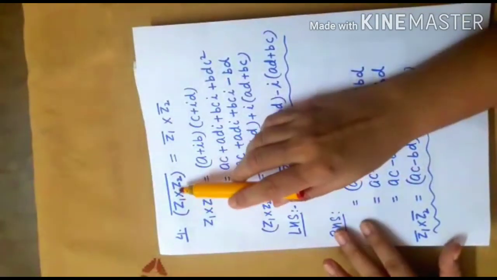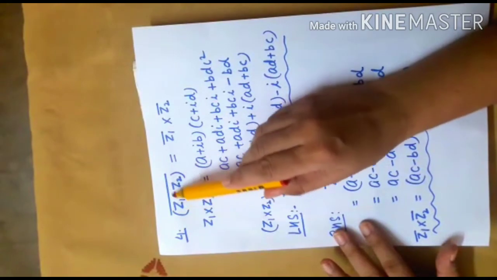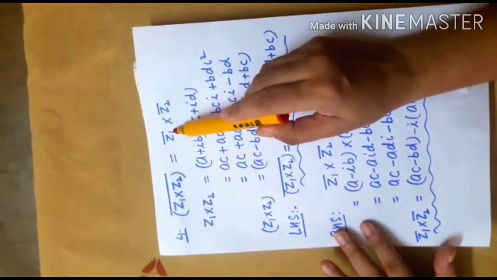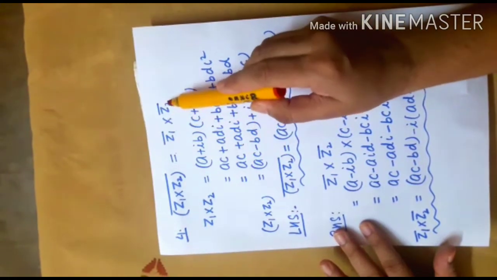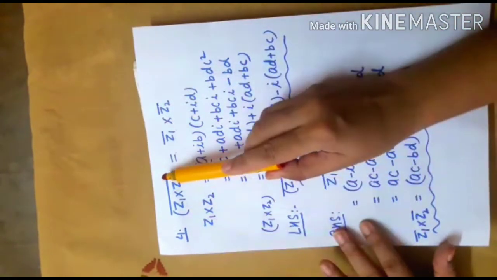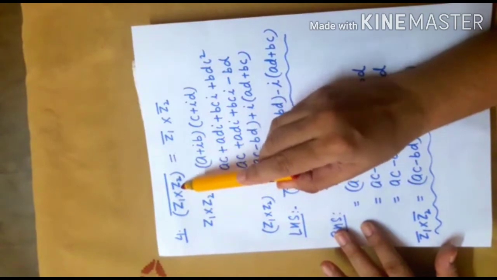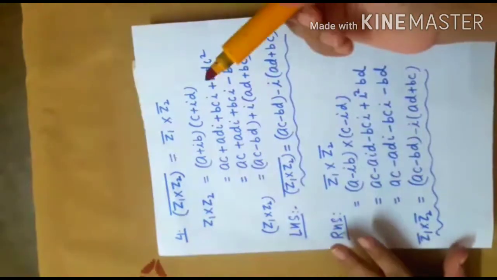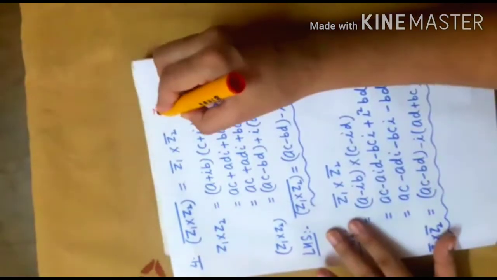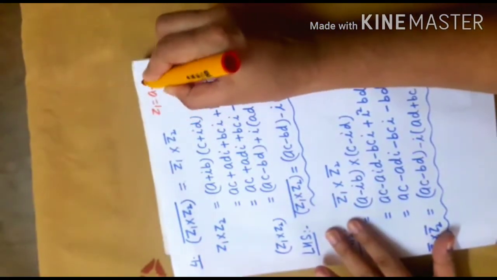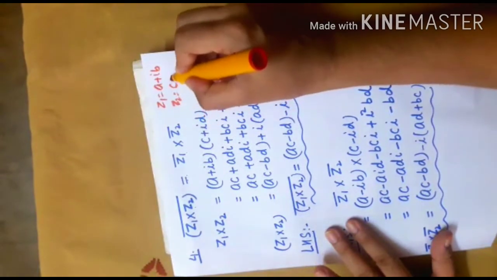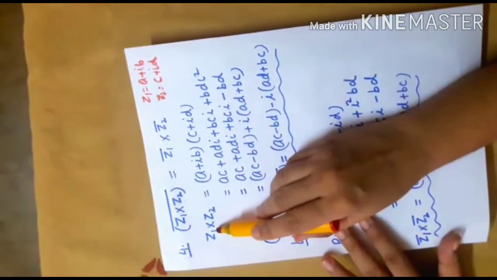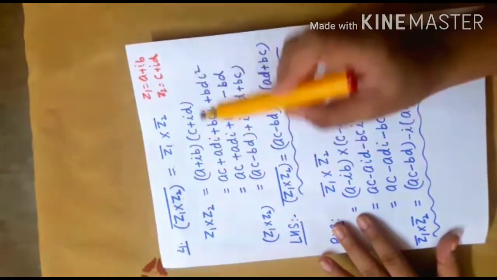Yes, next property is conjugate of Z1 into Z2 is equal to conjugate of Z1 into conjugate of Z2. That is, conjugate of the product is equal to the product of the conjugates. Let Z1 be A plus iota B and Z2 be C plus iota D. So first I'll compute Z1 into Z2.